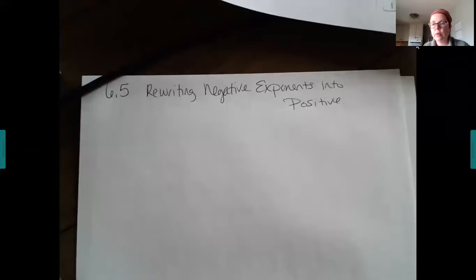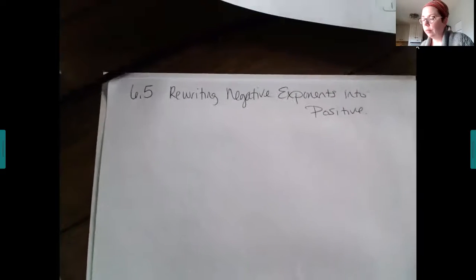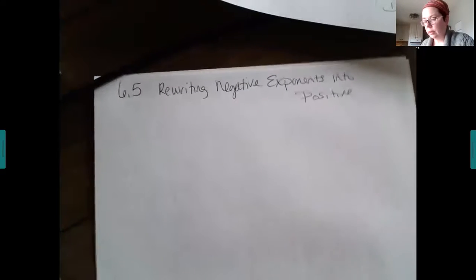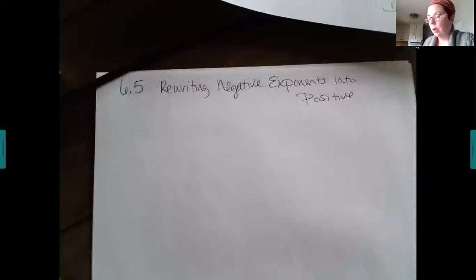All right, so here we're going to look at something we kind of just talked about, rewriting negative exponents into positive exponents. And so this does sometimes have some of our rules combined together. But basically, if you have negative exponents, you want to think you have a top and a bottom, okay?